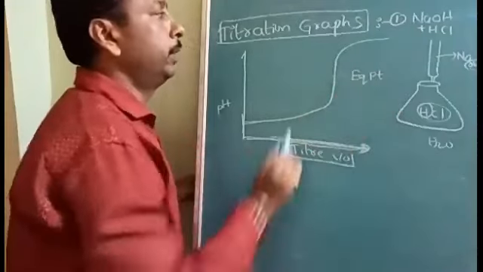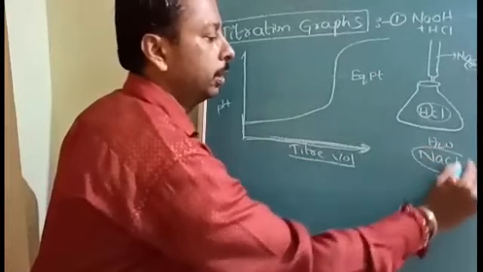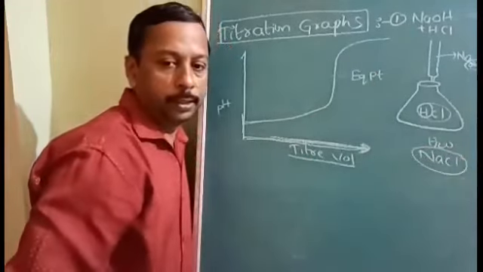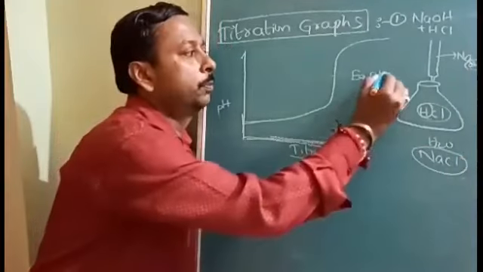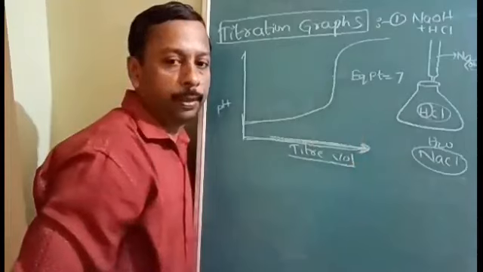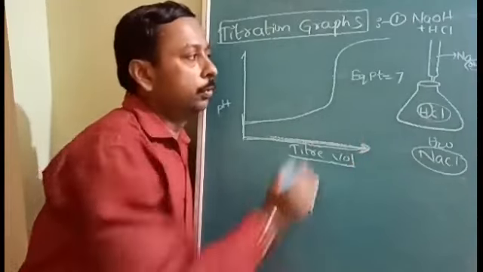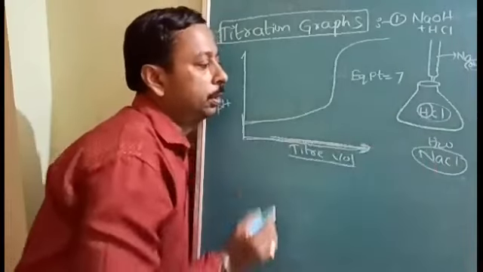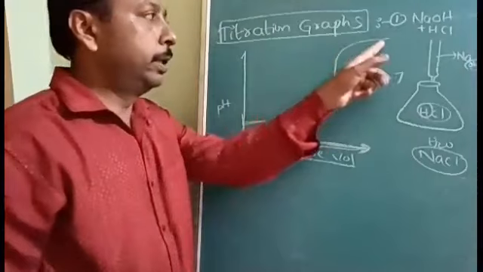The equivalence point will be based upon the salt we formed. What is the salt? NaCl. NaCl is a salt of a strong acid and a strong base, so the equivalence point will be at 7. Is it understood? Like this, it is based upon the salt. Is it understood why the graph started from here and why it reached here?